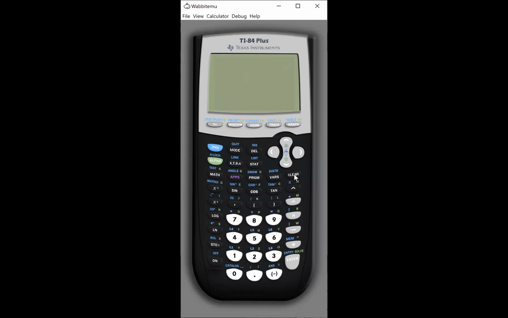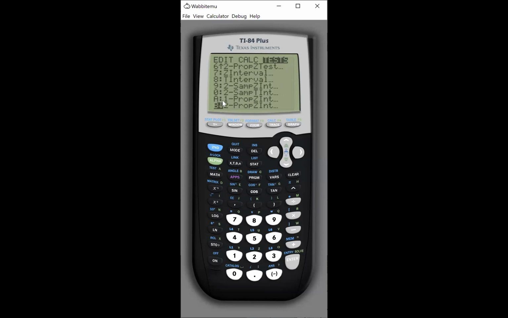All right. So if you're doing this on a TI-84, what you want to do is hit the stats button. You want to move it over where it says test. And then you have to go way down.